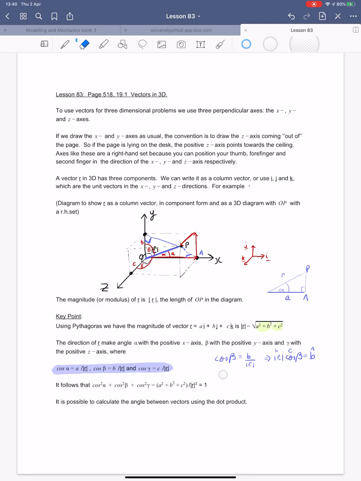The last one, cos gamma equals C over mod R. Mod R cos gamma equals C. So again, that's the hypotenuse. And that's going to be cosine, that's going to be the adjacent. There's the adjacent. The right angle there for that one.